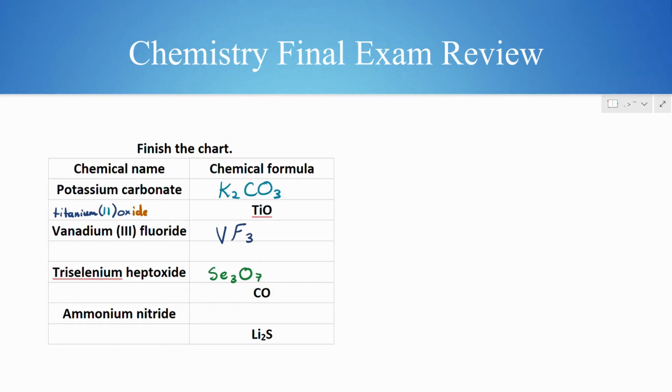Our next one is to write the chemical name of CO. C represents carbon, and O represents oxygen. Now, carbon and oxygen are both nonmetals, so we know that this is a covalent compound. And with covalent compounds, we use prefixes to indicate how many atoms there are of each element. Now, in this formula, you see 1 carbon and 1 oxygen.